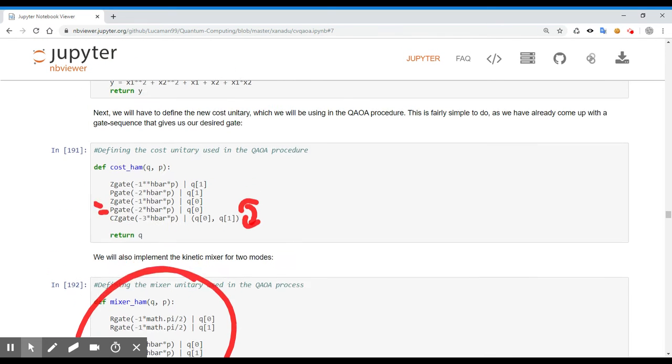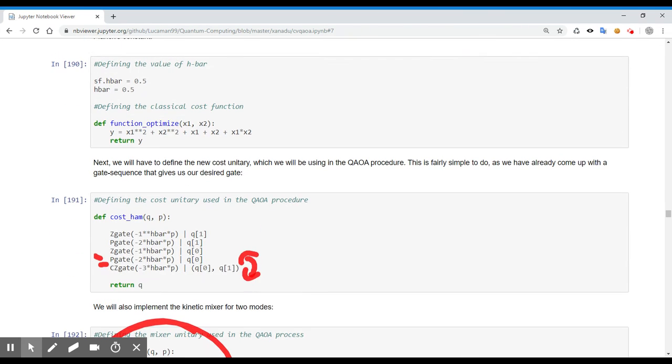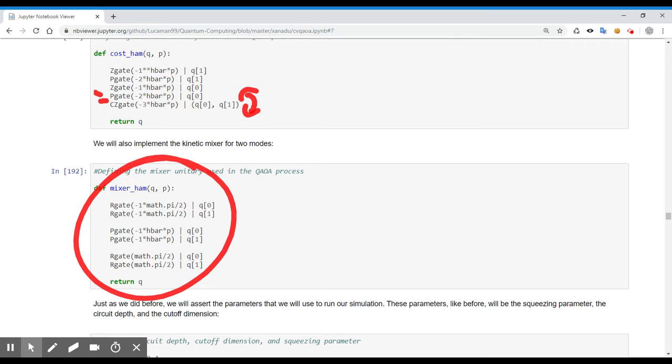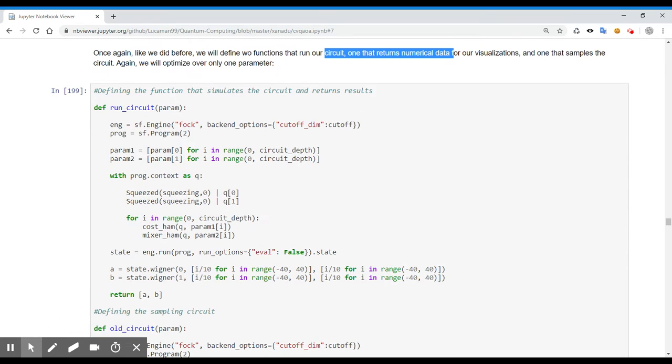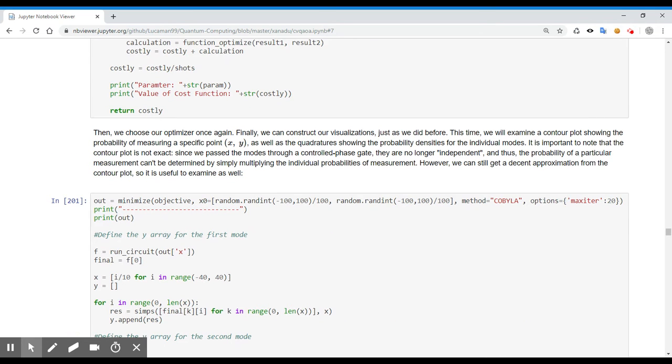Okay, so we're only optimizing over one parameter. The rest is the one for the mixer. Now we have our objective function. Then we choose our optimizer once again. Finally, we can construct our visualizations just as we did before.